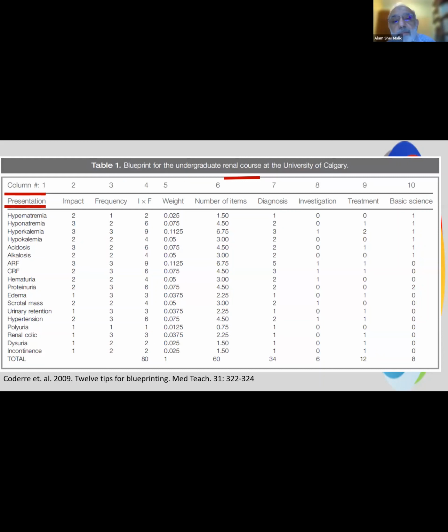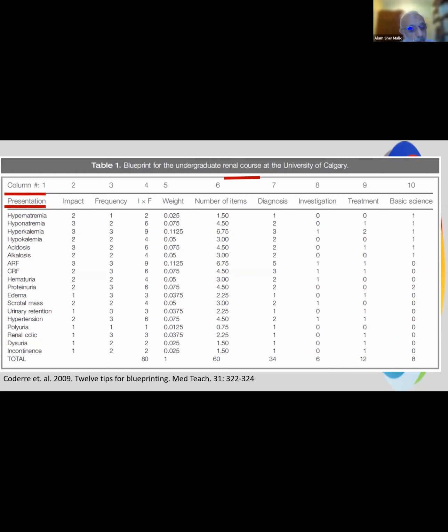Now look at this table, and we have to concentrate a bit on this. This is from the University of Calgary, and you see the content is in the presentation form: hypernatremia, hyponatremia, hyperkalemia, etc. And then there is the impact, and then the frequency. The definition I'll tell you in a minute.